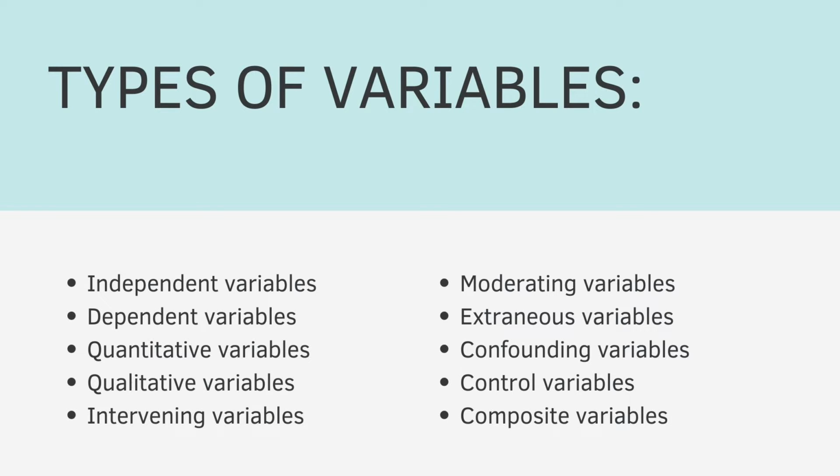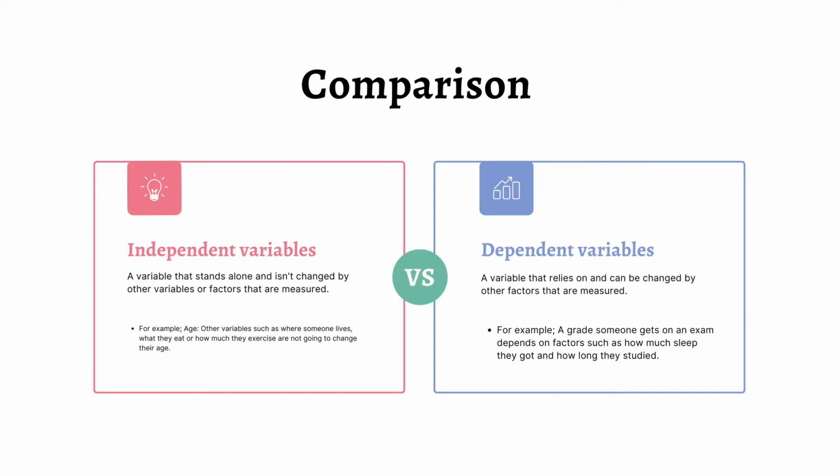Different types of variables are given. Independent variables: a variable that stands alone and isn't changed by other variables or factors that are measured. For example, age. Other variables such as where someone lives, what they eat, or how much they exercise are not going to change their age.